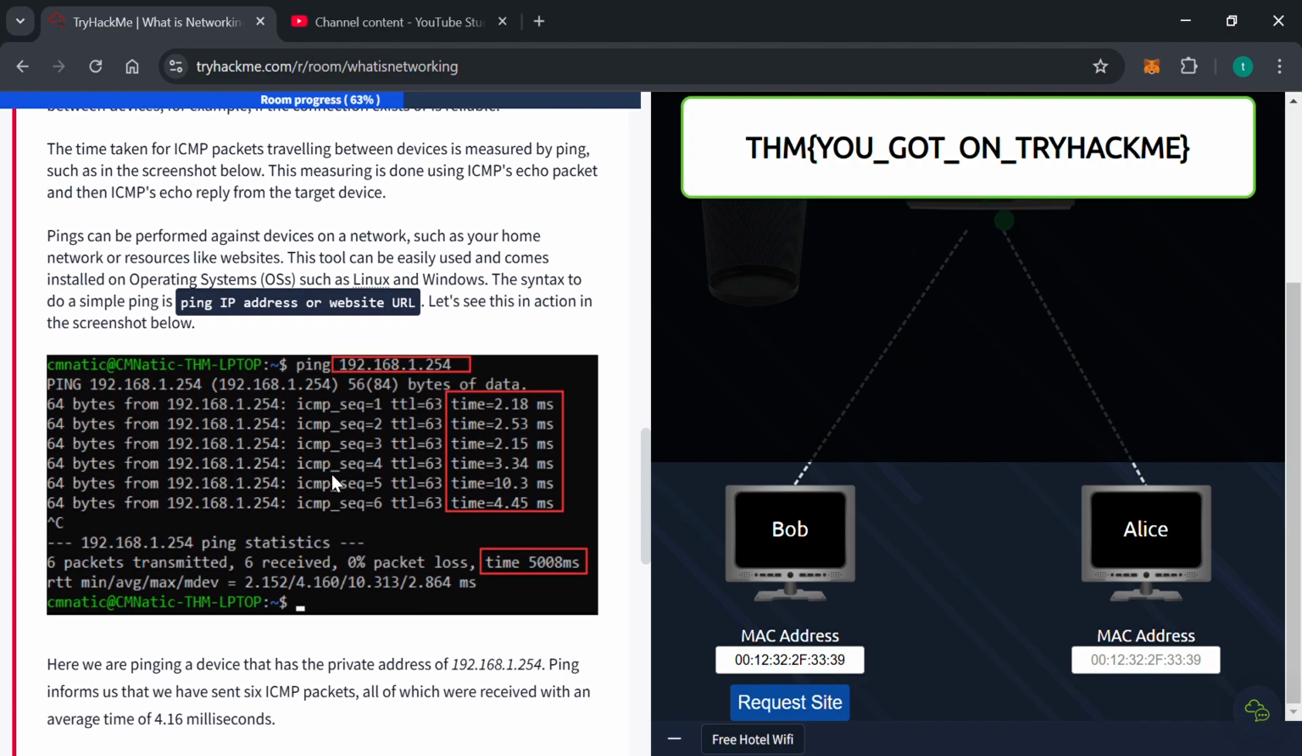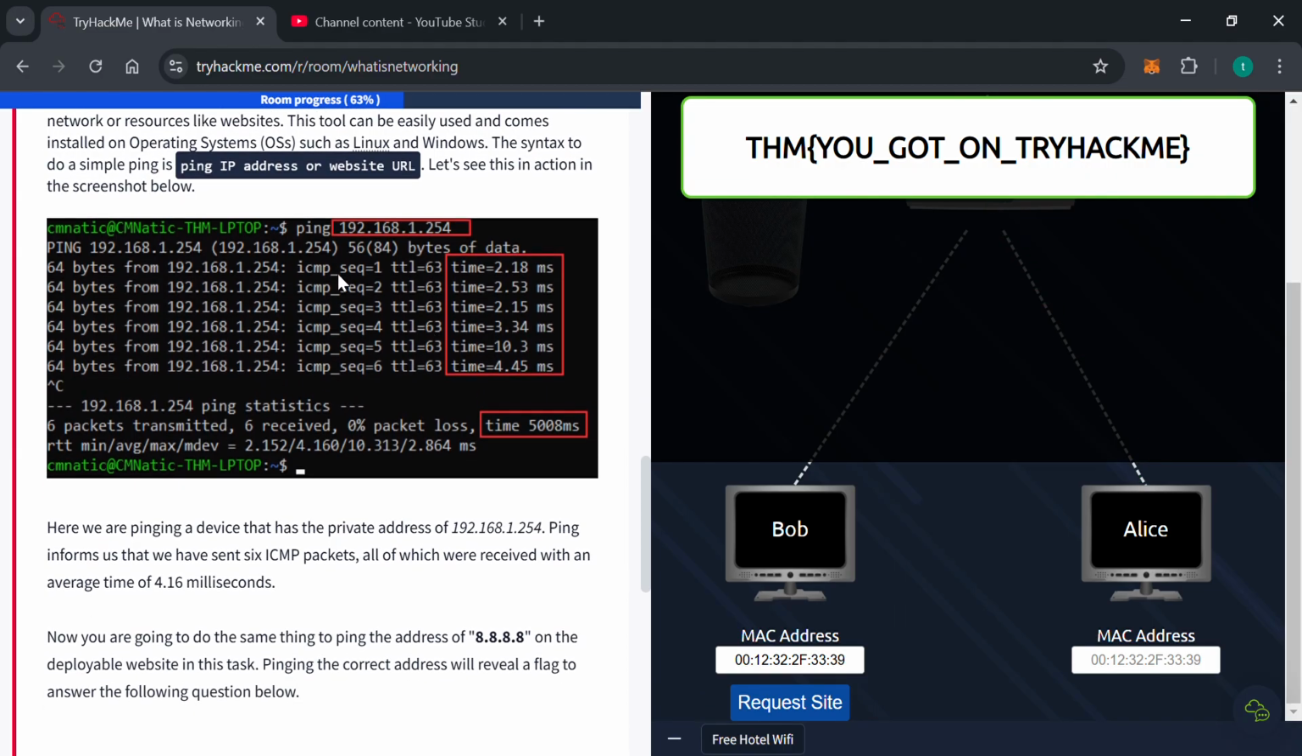Pings can be performed against devices on a network, such as your home network, or resources like websites. This tool can be easily used and comes installed on operating systems such as Linux and Windows. The syntax to do a simple ping is ping followed by the IP address or the website's URL. So if I want to ping google.com, I just type ping google.com. Now let's see this in action in the screenshots below. We can see the ping and we can see the IP address.